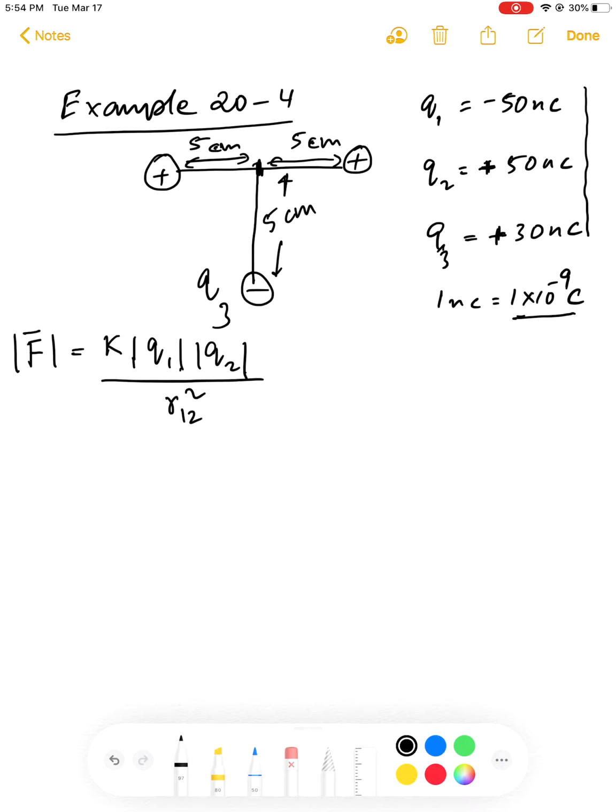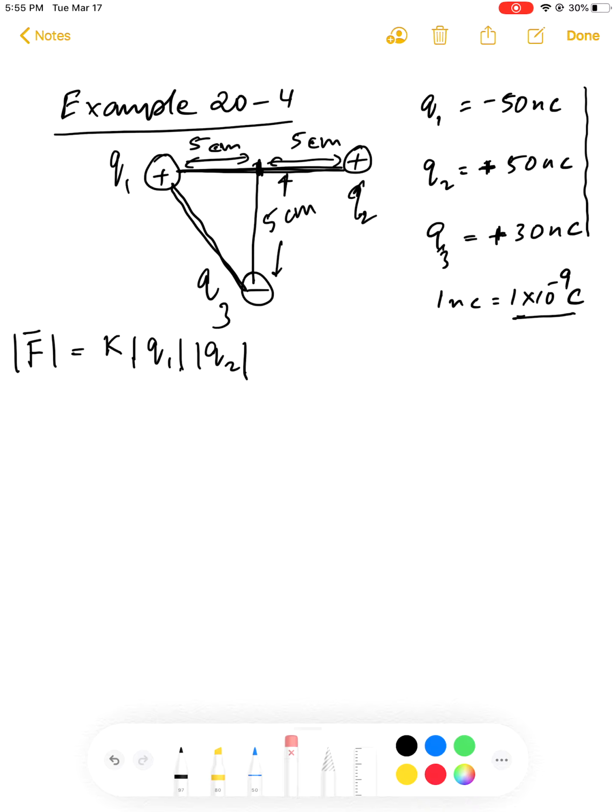I'm calling the distance between two charges R with indices that basically tell which two charges we're talking about. So if it is between Q1 and Q2, then I'm talking about the distance between these two, which is this line. If it is between Q1 and Q3, I'm talking about this distance. Likewise for Q2 and Q3. Since we are not interested in finding forces between Q1 and Q2 in this problem, it's irrelevant to write the formula this way.